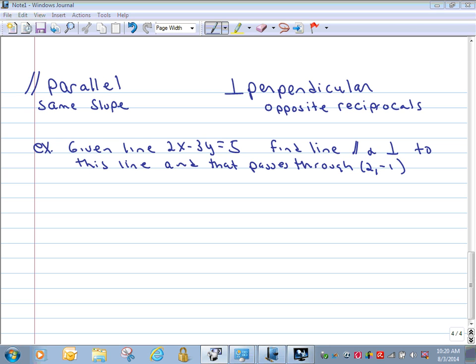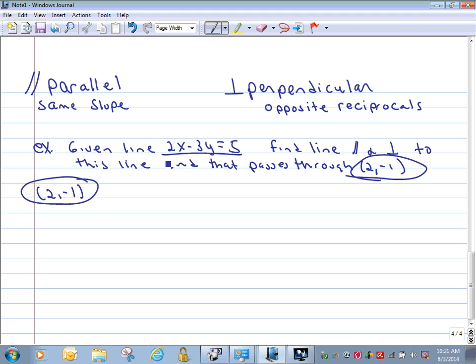Let's just take an example here to refresh our memories. We've been given a line in standard form, 2x minus 3y equals 5. We've been asked to find a parallel and a perpendicular line to this line that passes through this point 2, -1. So remember a while ago, we needed two things. We need a point and a slope. Well, our point is going to be 2, -1. We already have that. What we need to do is concentrate on finding a slope.